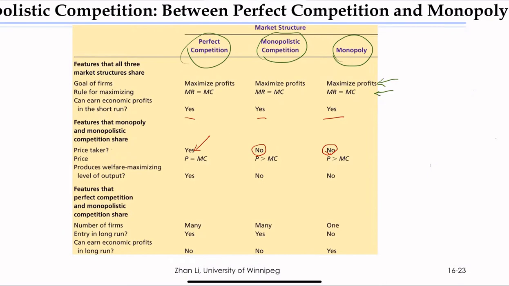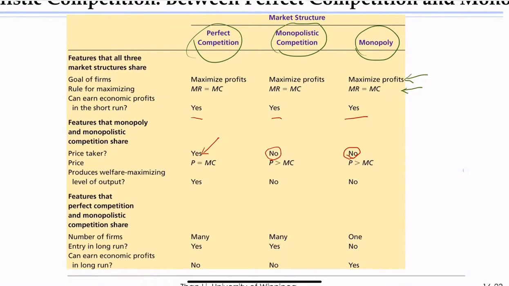Okay, next, price. So what is the relationship between price and marginal cost? Well, of course, we learned about this, right? So for perfect competition, price equals marginal cost, and for both of the other two types of markets, we have price larger than marginal cost. And we also know that if price equals marginal cost, then the market will be efficient. If price is larger than marginal cost, then the market will not be efficient. Okay.